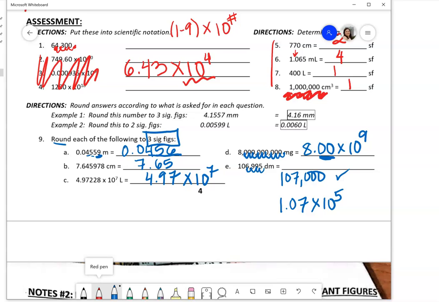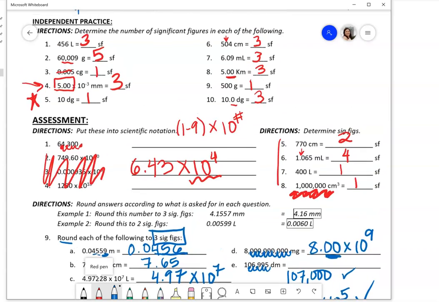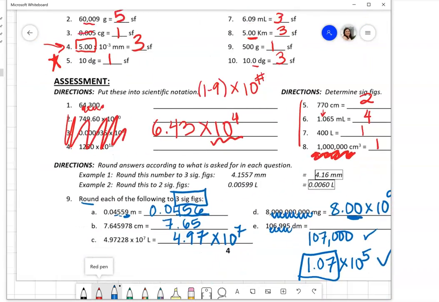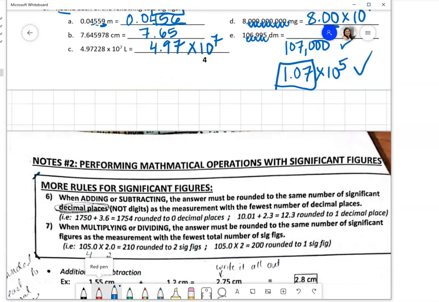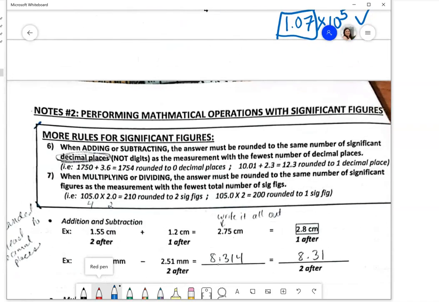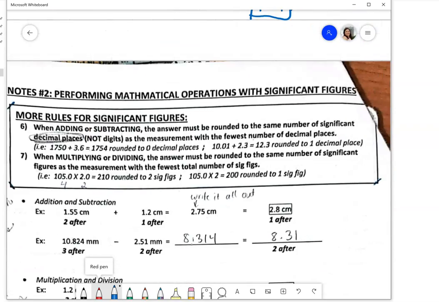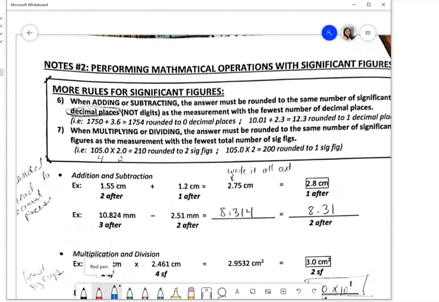1, 2, 3, 4, 5, and that could have been acceptable as well because that also has 3 sig figs. All right, so that is counting significant figures and rounding. And so hopefully now you can do some counting with that. So now because we know how to count and round, now we're going to work on the math of sig figs.